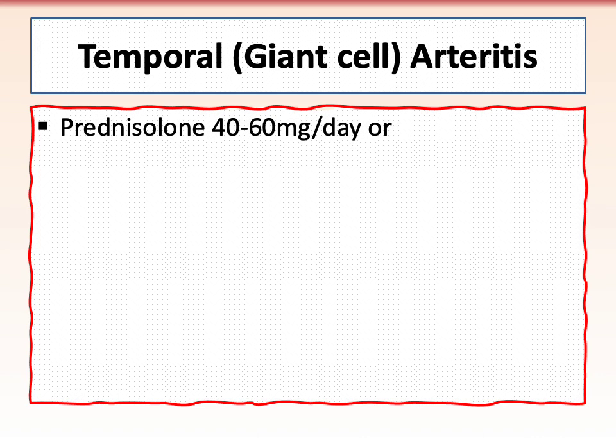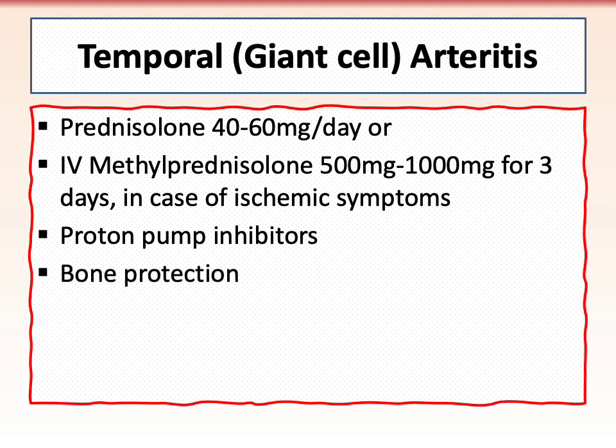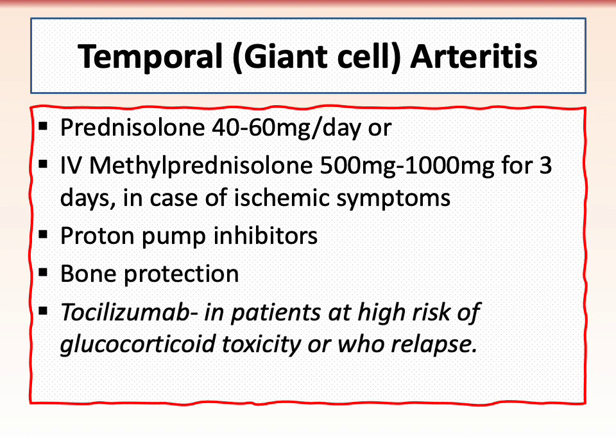Treatment includes prednisolone in cases of non-ischemic symptoms or IV methylprednisolone in cases of ischemic symptoms, with proton pump inhibitors and bone protection. Tocilizumab, an IL-6 blocker, is recommended in patients at high risk of glucocorticoid toxicity or who relapse.